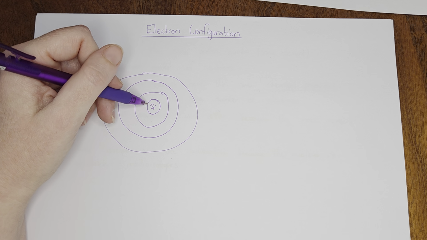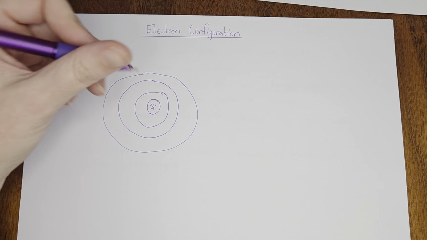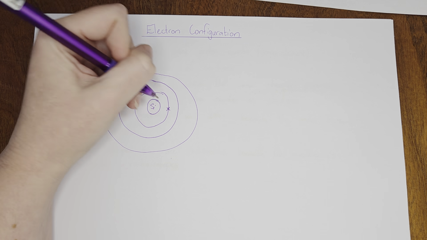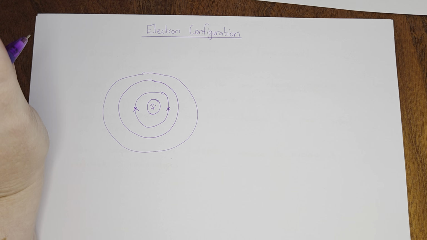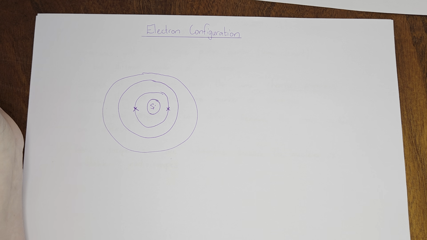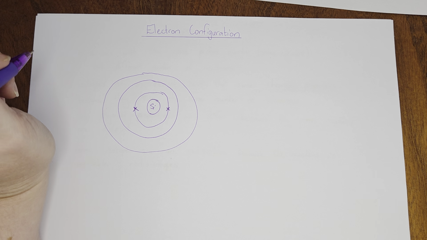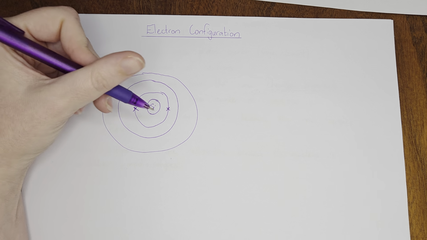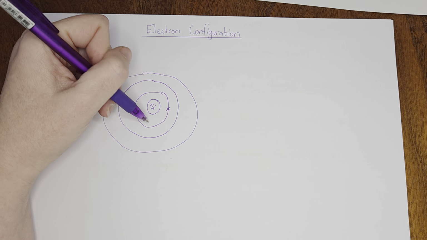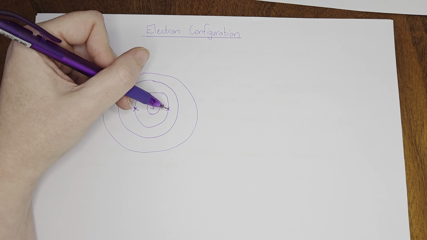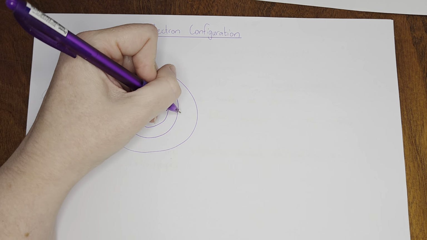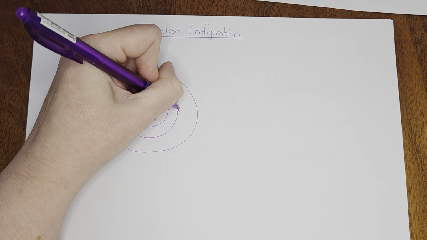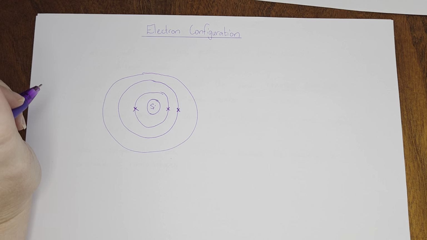So we start closest to the center, and the very first energy level will have 2 electrons. We can represent them by X's or we can represent them by dots. X's are just easier to see. So the inner one will have 2 electrons. Then we jump to the next energy level after that, which will have 8 electrons.